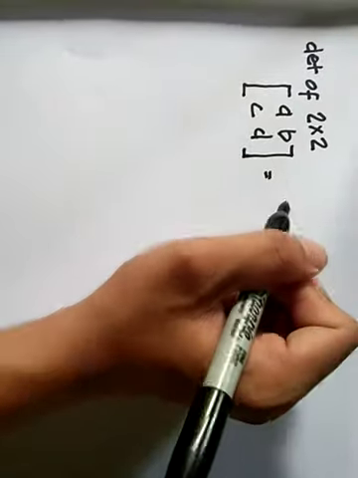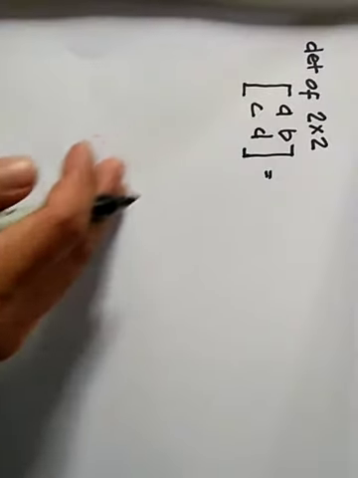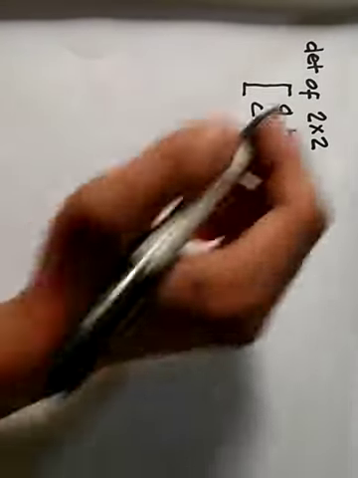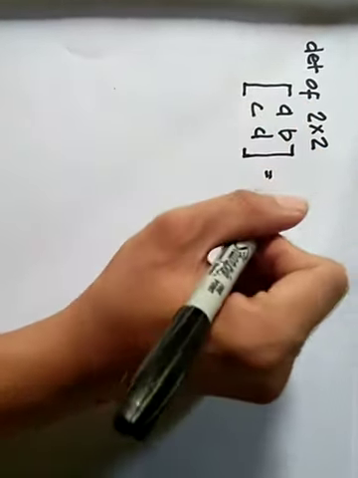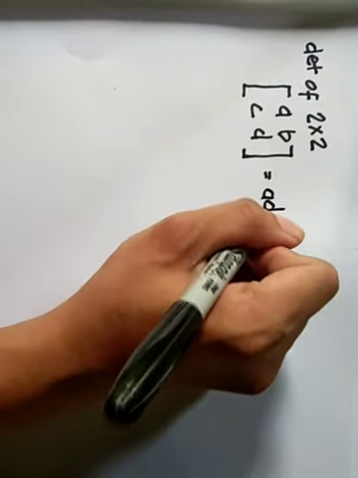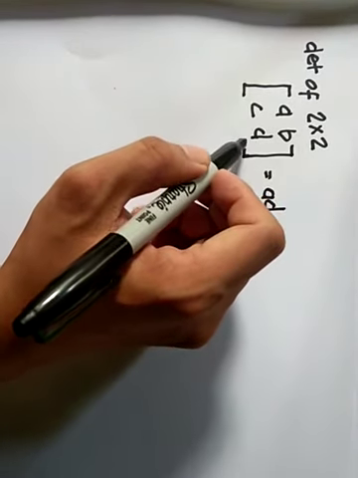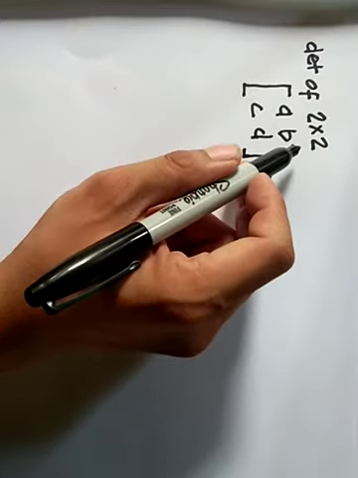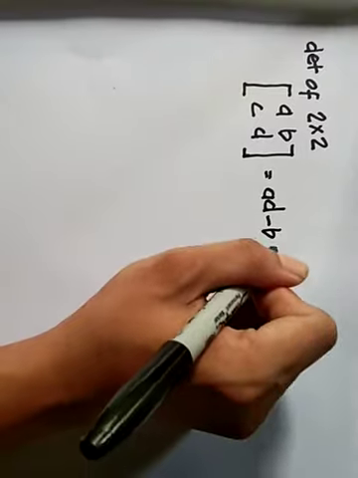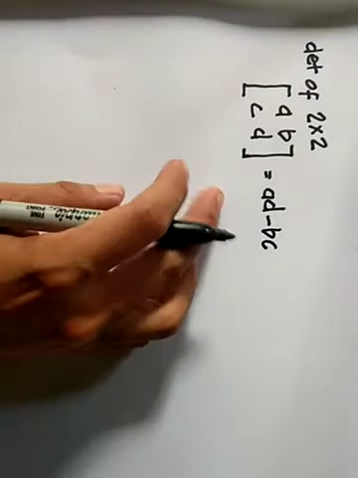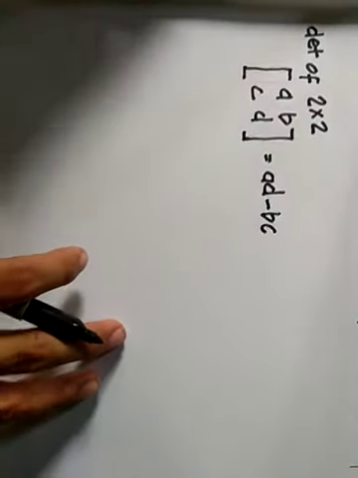So ang magiging formula niyan is lahat ng ating right downward is positive. So we will multiply that A times D, and then yung product nila is to be subtracted sa leftward naman na pababa, diagonal. So minus B times C. So yun yung magiging formula in determining 2 by 2 matrix.